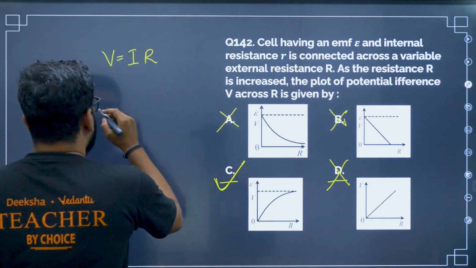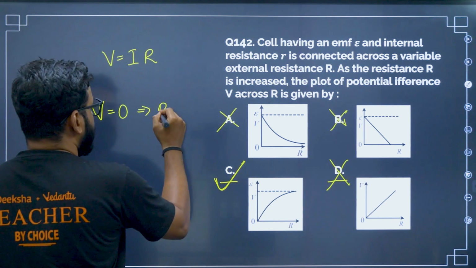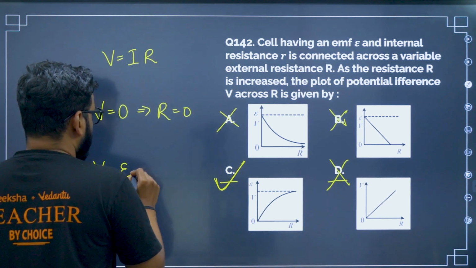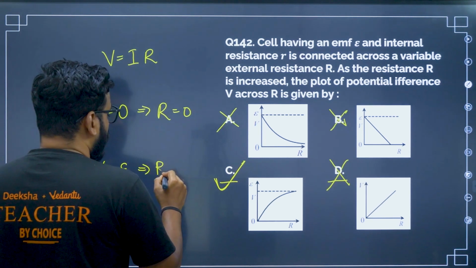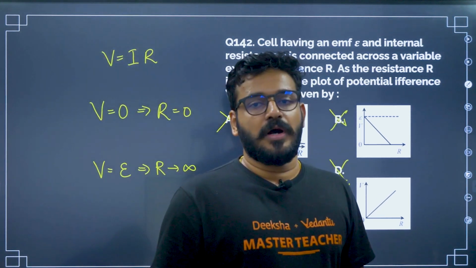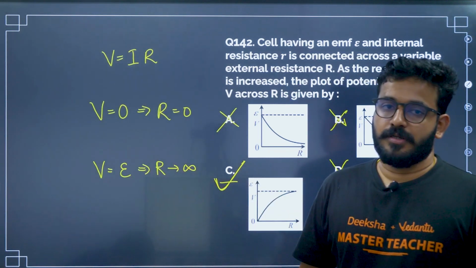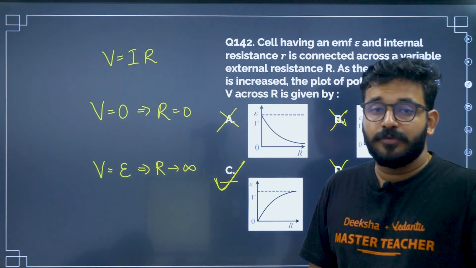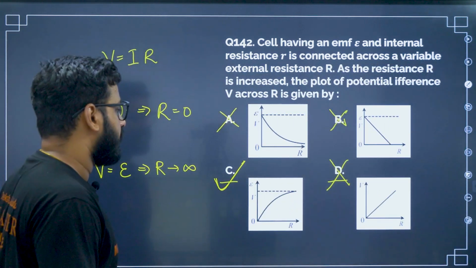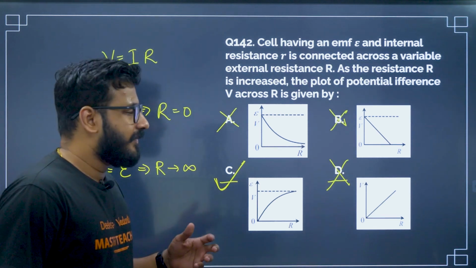So V will have a minimum value 0 when R is equal to 0, and we will have a maximum value EMF even if R goes towards infinity. Even if R becomes an extremely large value, our voltage will get exactly halted at this particular point. Voltage will be equal to the EMF itself. So it's a very, very important point. Please keep it in mind. Alright, so very, very simple question.